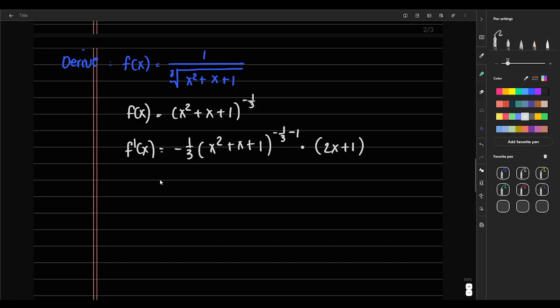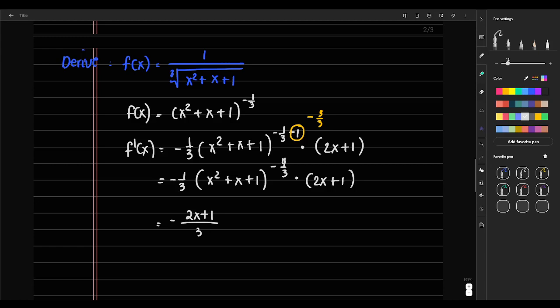Okay. And simplifying this part, this will become negative 1/3 times x squared plus x plus 1 to the negative 4/3, times the 2x plus 1. That would give us negative of 2x plus 1 all over 3, times the quantity x squared plus x plus 1 raised to the power of negative 4/3. You could further simplify this, but this for me is acceptable already.